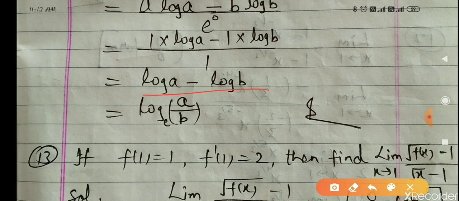Log a minus log b, by the law of logarithm you can write log a upon b. This is the final answer.